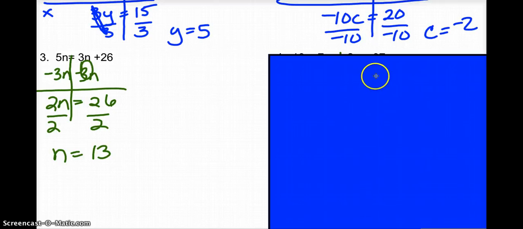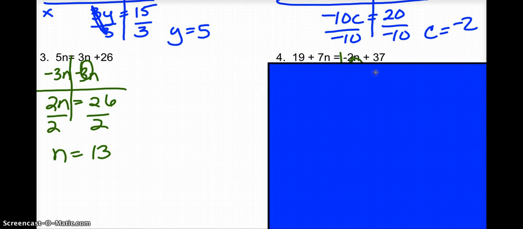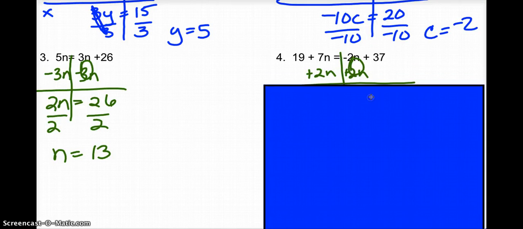The last one we have to do tonight is number 4. And again, we've got variables on both sides of the equal sign. We need to get them all to one side or the other. In my mind, it's easier to take the negative 2n and move it to the left, or at least to get rid of it on the right. To do that, we'd use the opposite of negative 2n, which is positive 2n. On the right, we make a 0. On the left, we add 7n and 2n.